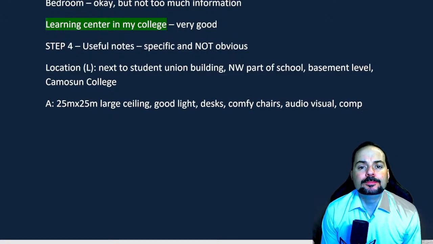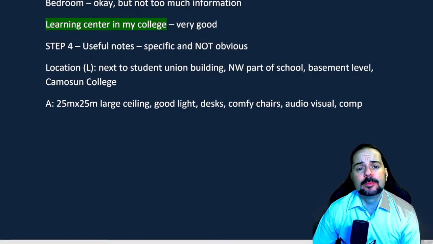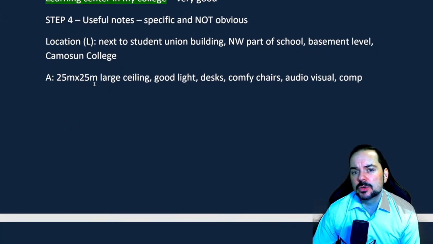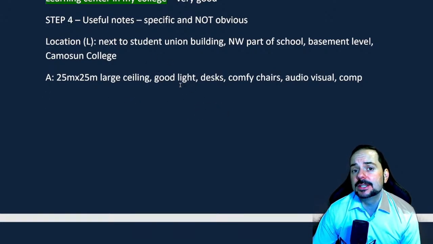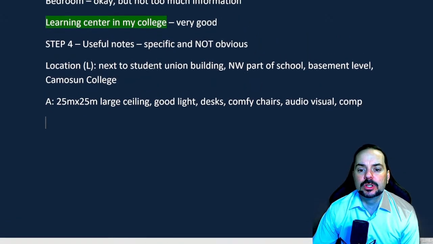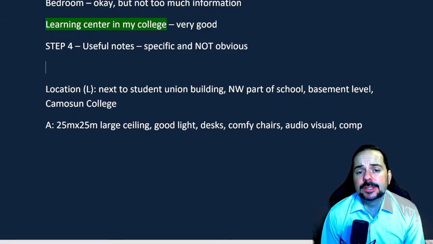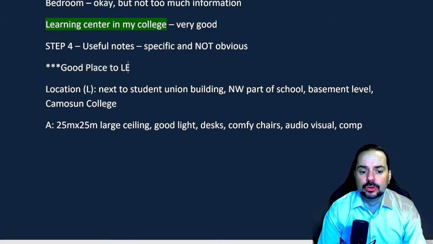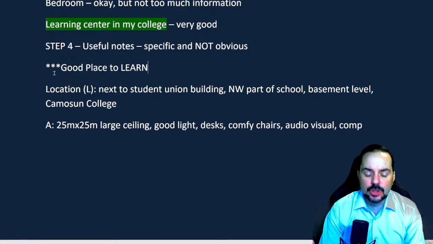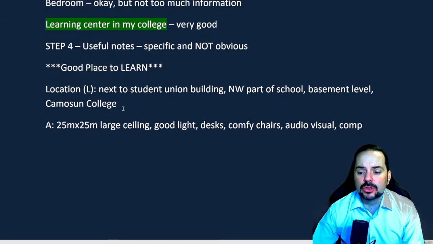Okay, so I'm visualizing this room, and again, you have just 1 minute to prepare your answers, so you have to be quick. So here I'm thinking, it's going to be a square room, 25 by 25, big ceilings, good light, and all of this I'm thinking about why it's a good place to learn. So I'm going to connect all of my notes, and if it helps you in part 2, you can even write good place to learn, to remind yourself that that's what you have to keep talking about when you're using your notes.